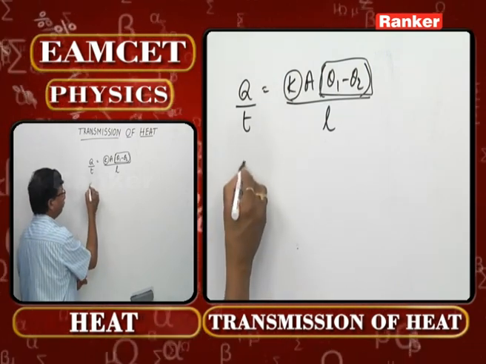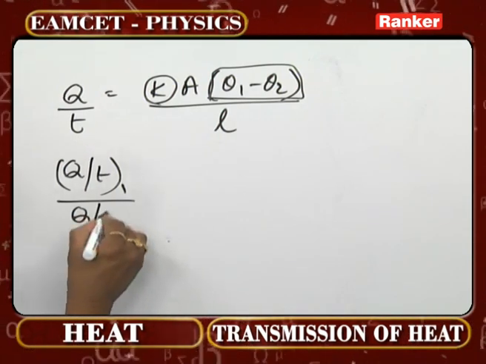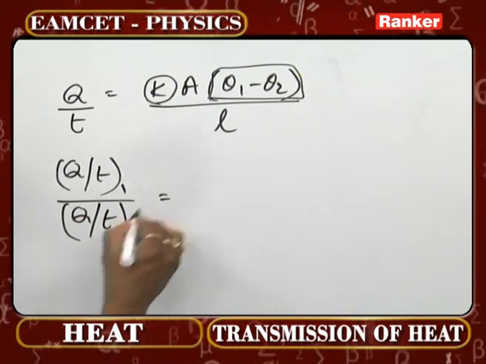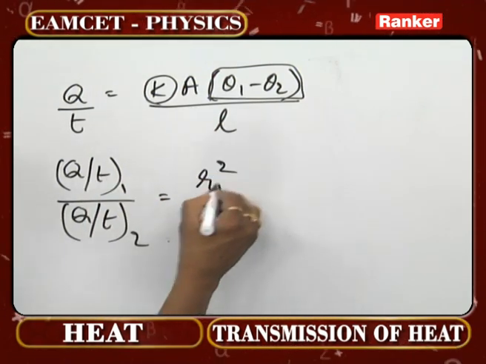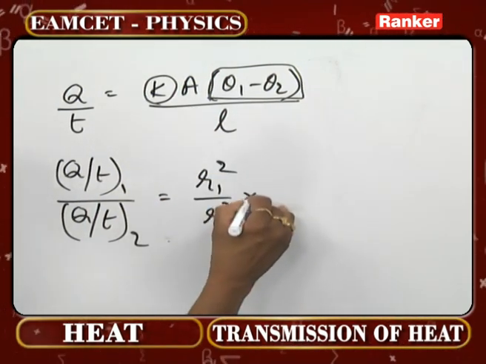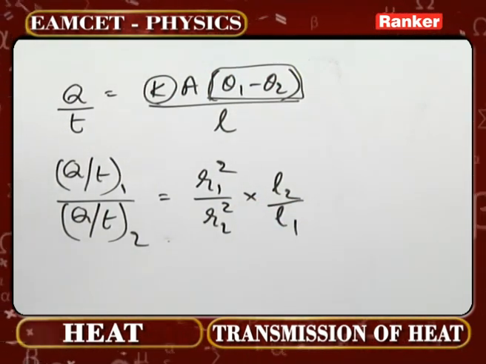Then how to write this one? Q by T of the first material by Q by T of the second material, in the sense second body I am talking about, must be equal to R1 square by R2 square into L2 by L1. That is the formula we can write.